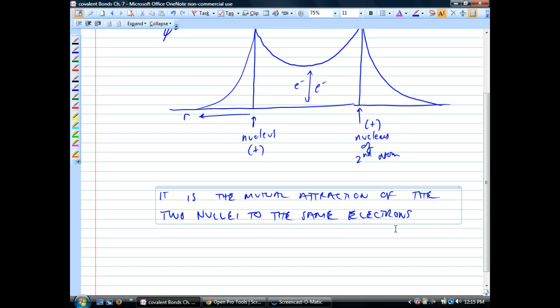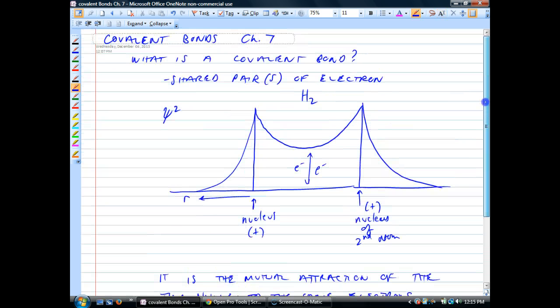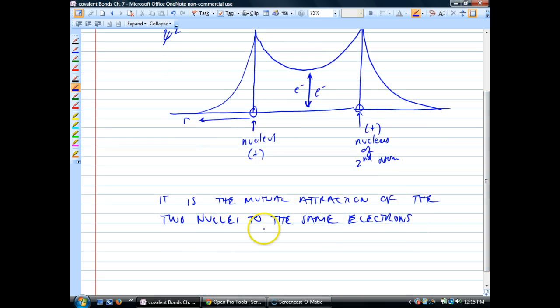So we're talking about covalent bonding, and we are modifying our diagram here. Like we had seen these for single atoms before, showing psi squared, which is proportional to the probability of finding electrons. And I've modified this here to show two hydrogen atoms. So here's one nucleus, here's the other, and it shows how there's a greater probability of finding the electrons between the two nuclei. And it's that mutual attraction of the two nuclei to the same electrons that forms the bond between the atoms, or that holds the atoms together.